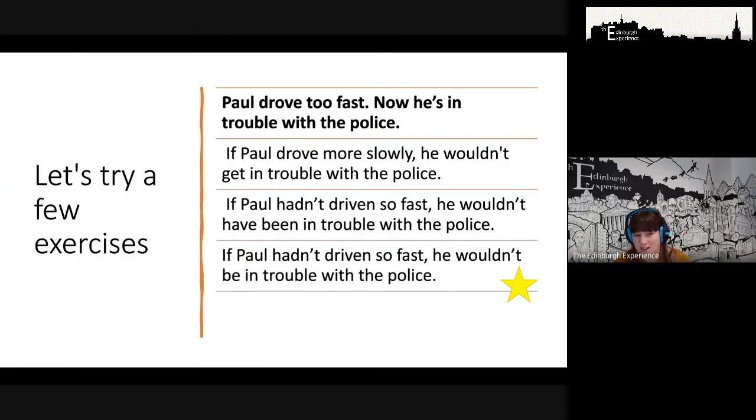The first one here is a second conditional. We're speaking hypothetically about the present. So Paul in general drives too fast. The second one, we're talking about the hypothetical past. Okay, and this is the one which mixes the two.